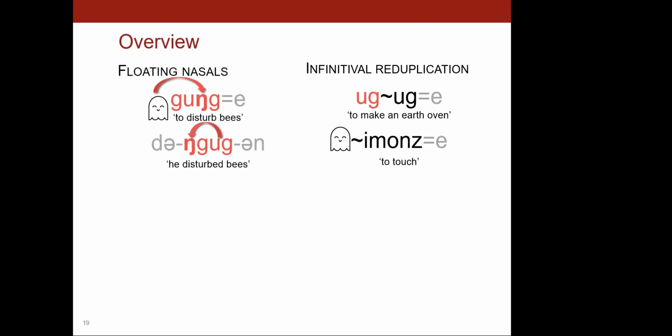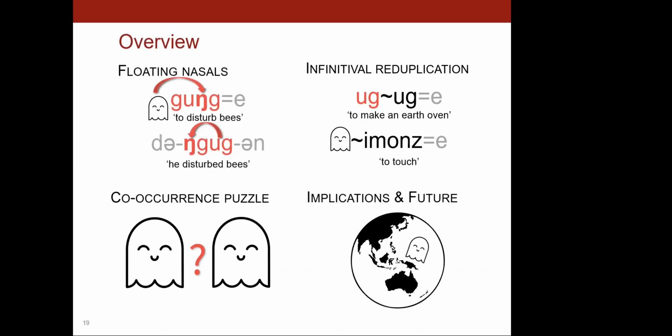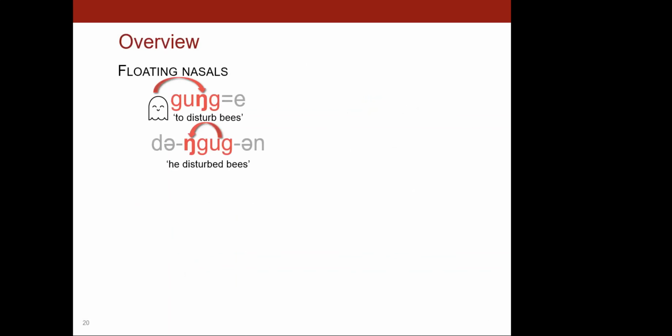The traditional treatment of ghost elements has been to represent these 2 things as identical in the underlying representation. And I'm going to show you that when they co-occur within the same word, we get this ranking paradox, and we have to solve it somehow. I will solve it, and I will discuss some theoretical implications stemming from this work and give you a peek at some future directions. So the first ghost pattern that we'll discuss today is Ende floating nasals.